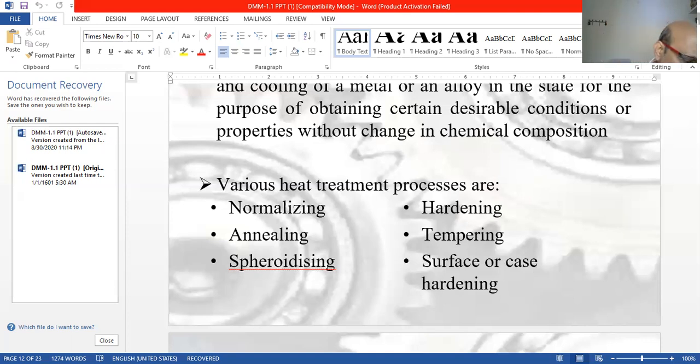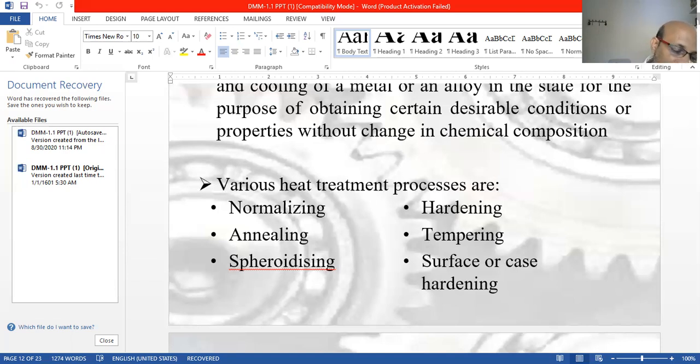And one more thing is surface hardening. In surface hardening we have various processes, where only the surface is hardened. What are they? First is carbonizing, second is cyaniding, third is nitriding, fourth is induction hardening, and fifth is flame hardening.